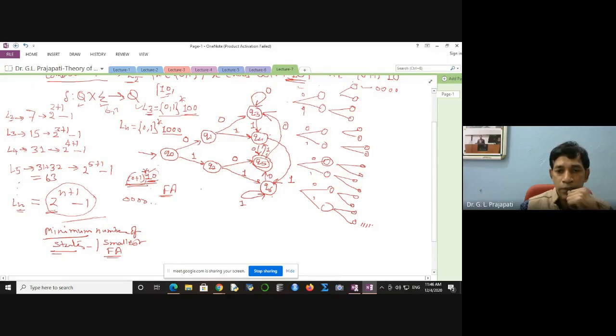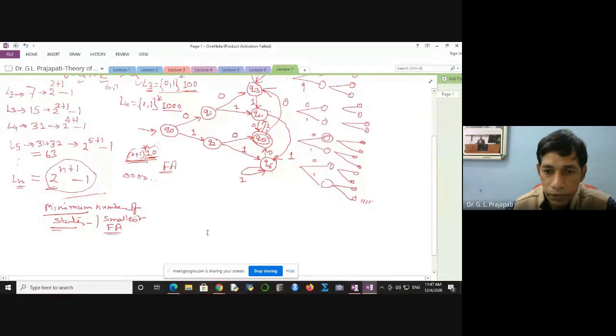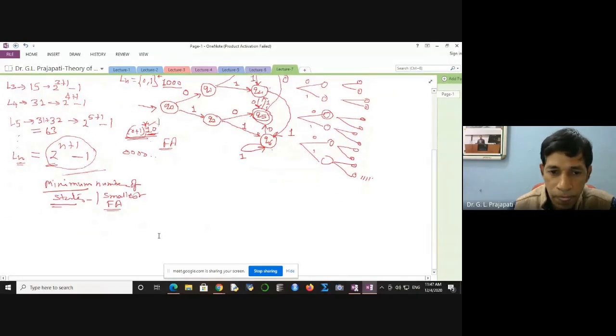So using this concept, some states where we don't require to remember the information, we need to merge. Later on we will see how we can merge the states that are equivalent, so that you will find the minimum state DFA. We will see this in the next classes. But for the time being, you see how you can construct the FA for this language.